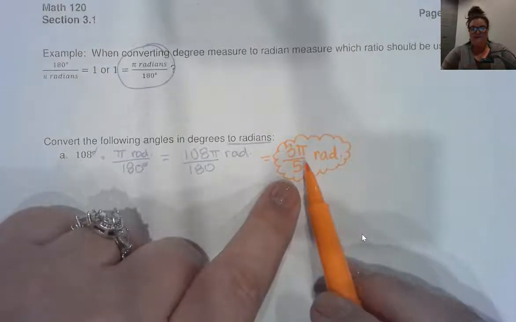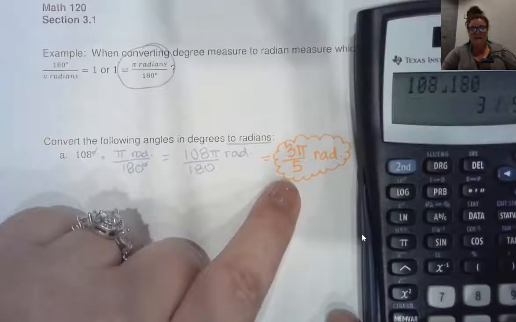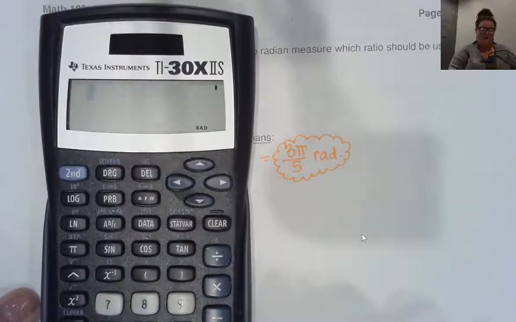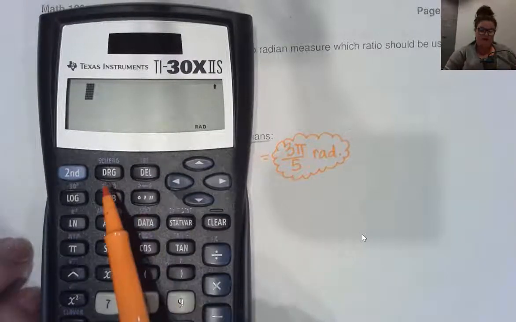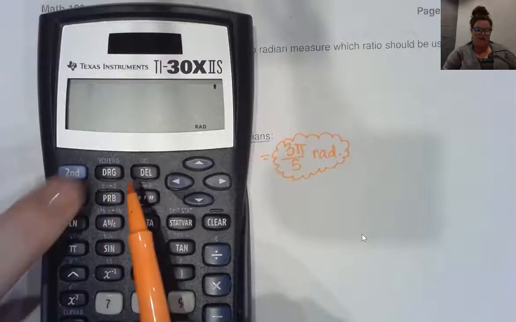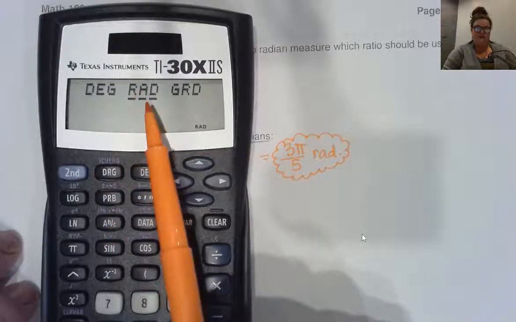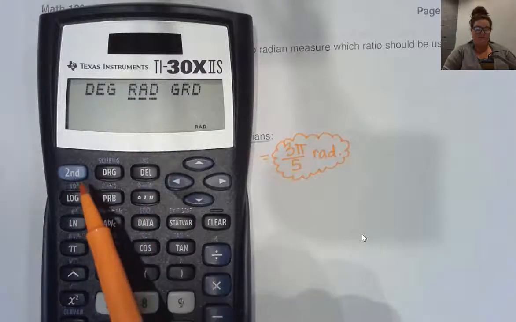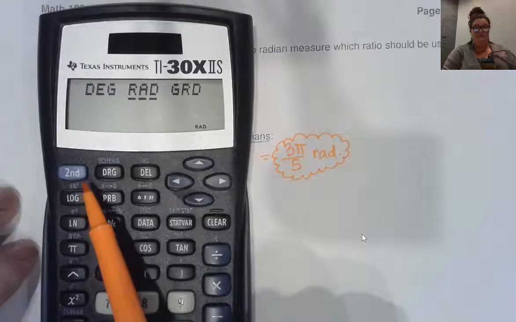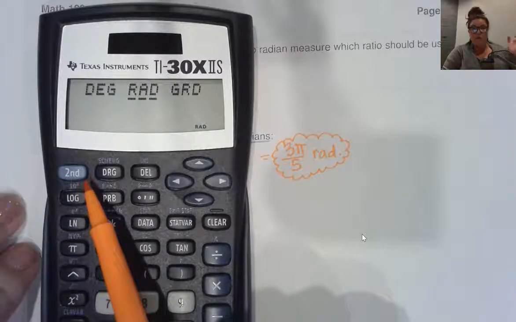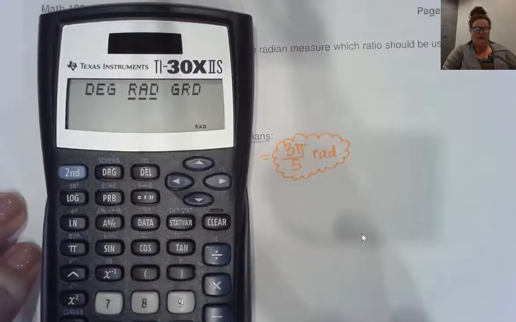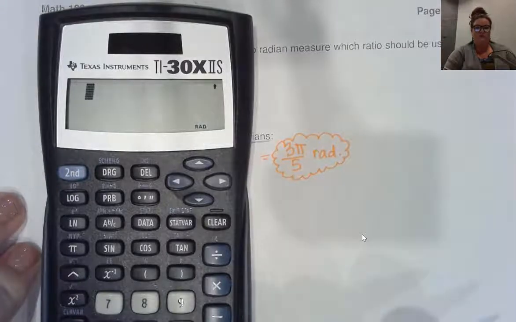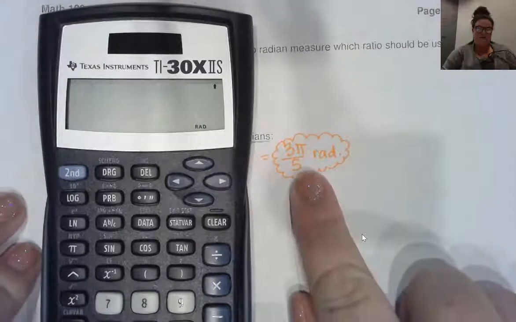If they want it as decimal radians, then we want to make sure that our calculator is in radian mode. So I'm going to clear this. Mine is right here, the DRG, that means degree. When I push that, you can see I can move over and select radians. Some of your calculators may have a button up in this corner that says mode, so it's under the mode button that you can change it to radians. On this calculator, it's this DRG, the degree button. So make sure you move the arrow over to radians and hit enter.